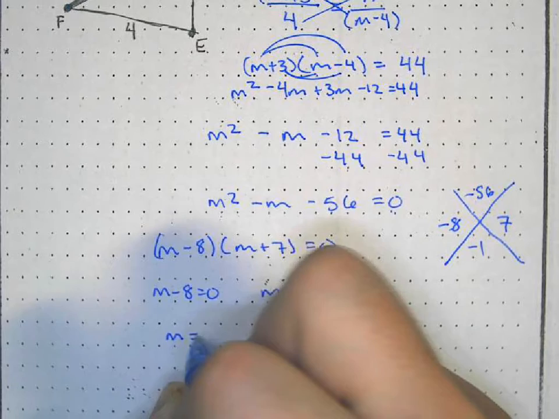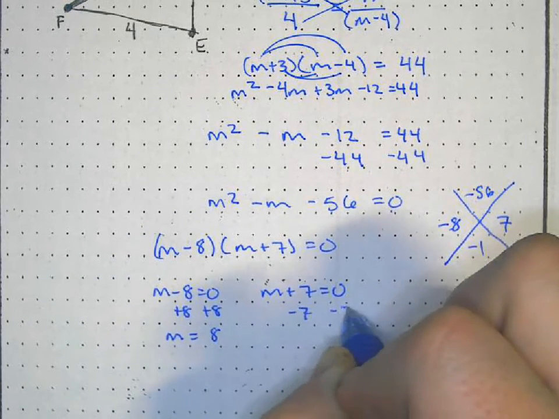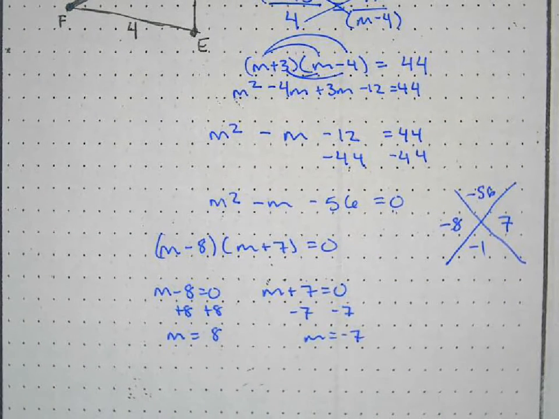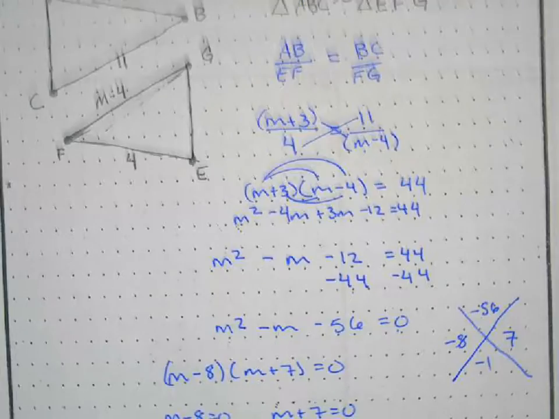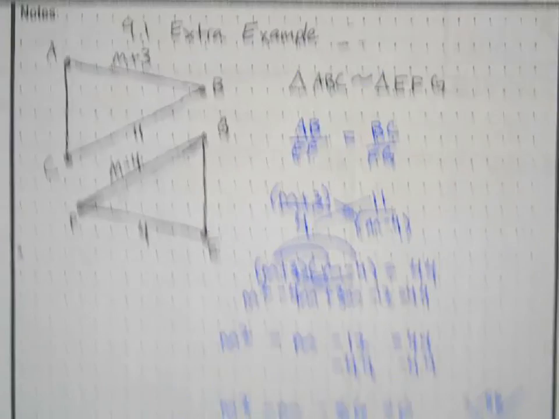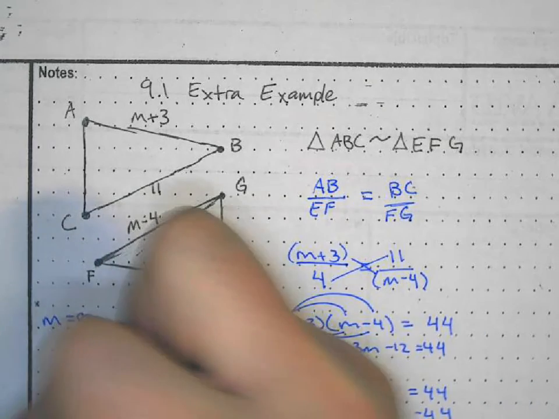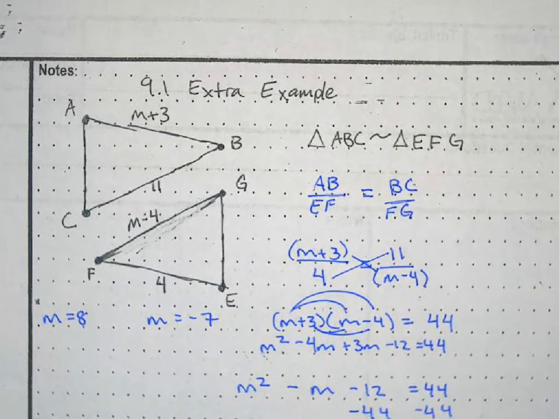So we get m equals 8. And we get m equals -7. Only one of these is truly correct because we're dealing with measurements. So if we think about both answers we found, I'm just going to write it down so it's easy for us to think: m equals 8, m equals -7. Which one makes more sense?